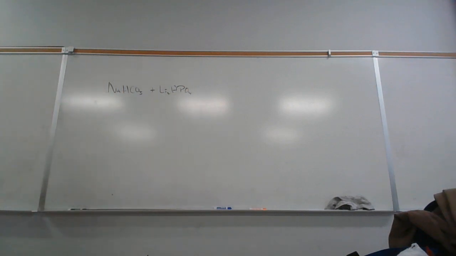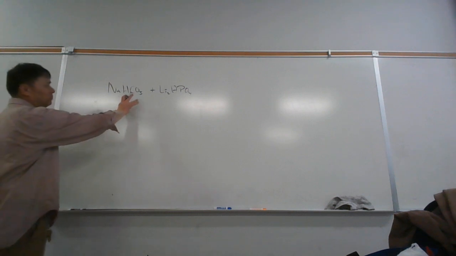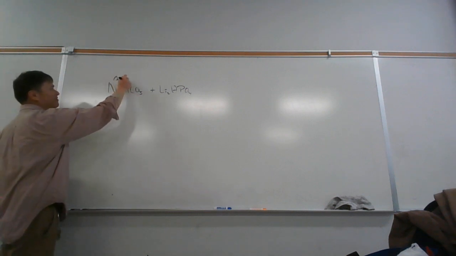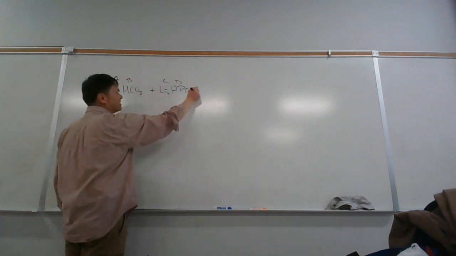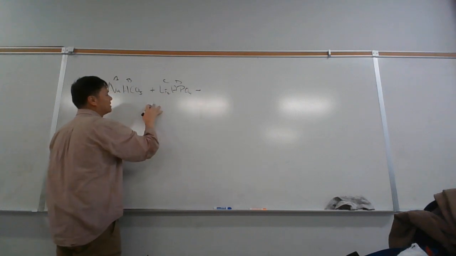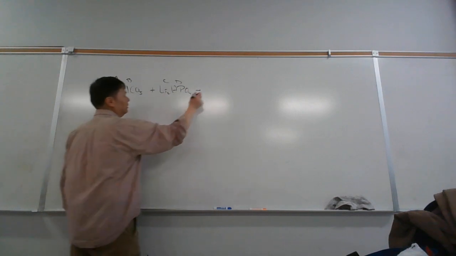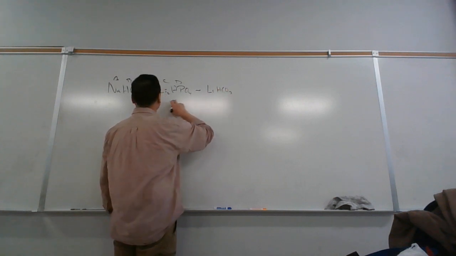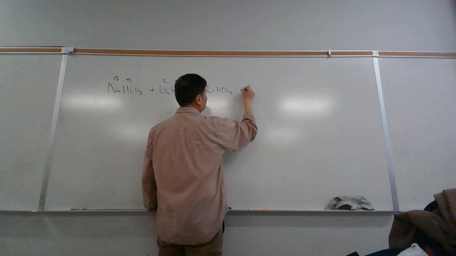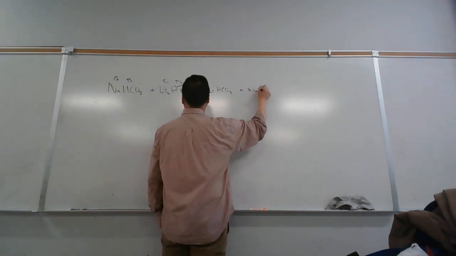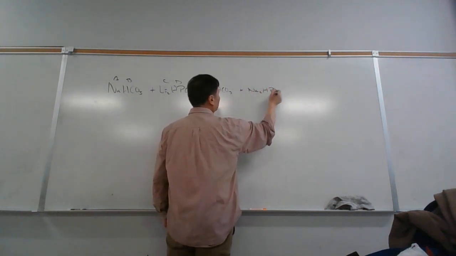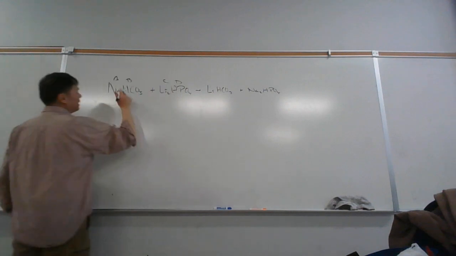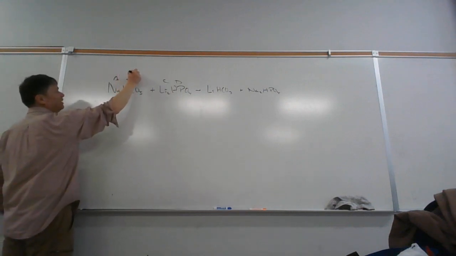On the test, I'm just going to give you the name. You'll have to get the formula, right? And so if we do, this looks like an AB plus CD, metathesis. So the first thing we do is do metathesis. We form lithium hydrogen carbonate or lithium bicarbonate and sodium monohydrogen phosphate. Now, what happens is, the bicarbonate ion does not dissociate.